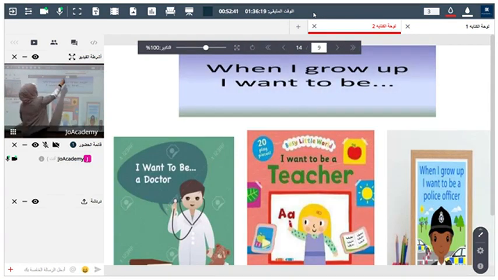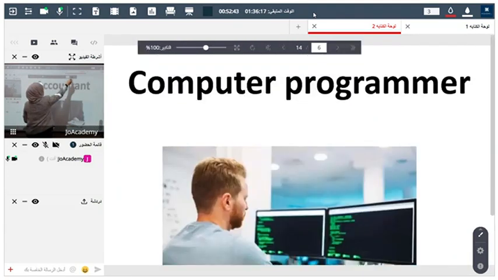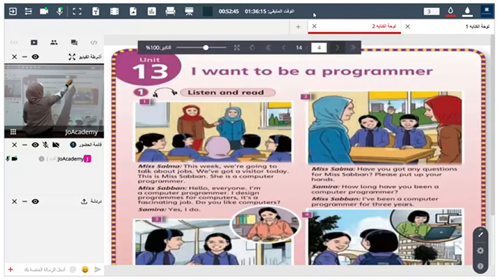So these are the main words that we need for our lesson today, and I think that they are new for you, okay? Now, I want to be a programmer. Before we begin, let's look at the pictures that we have here. We have the teacher, we have the class with the students, okay?